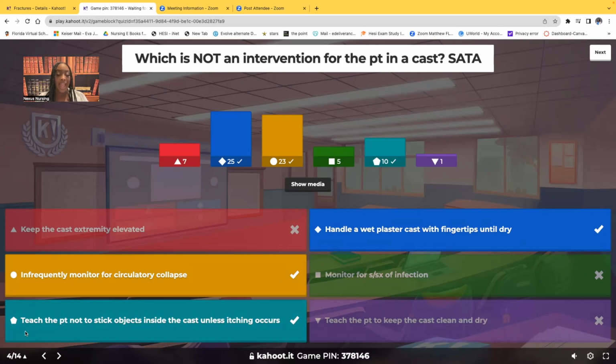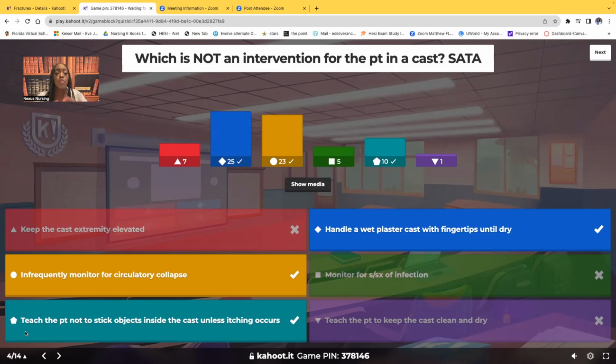And the last one, we are not going to teach the patient to stick things down the cast unless itching occurs. It doesn't matter if they're itching or not. They are not and should not be sticking anything down the cast. No pens, no hangers, no rulers, no nothing. What you're going to teach them, if you know that area is itching, is they can either pat it if it's dry, or they can take a blow dryer and put it on the cool setting, not hot, to help relieve the itching. But under no circumstances are they to stick anything down the cast.